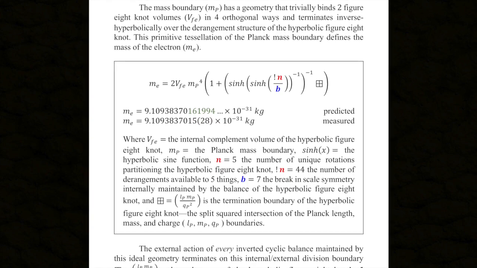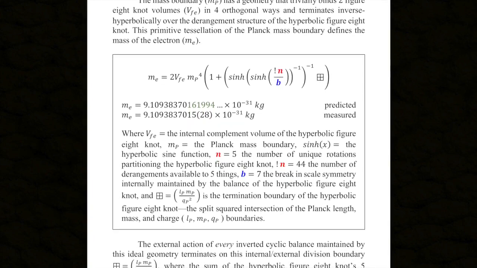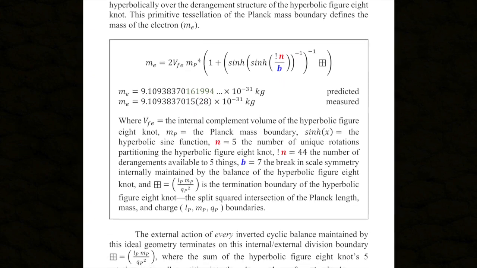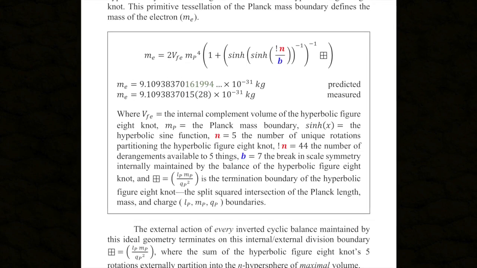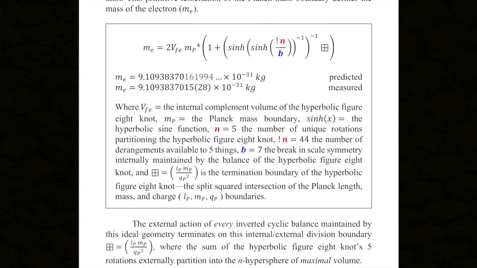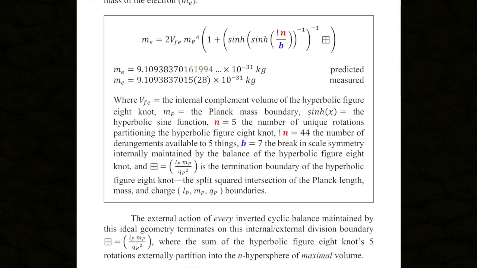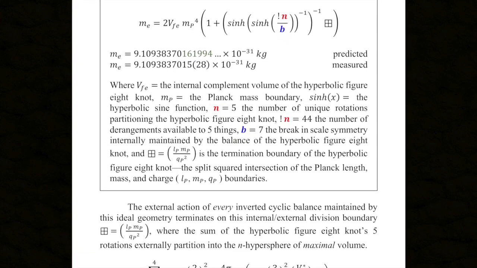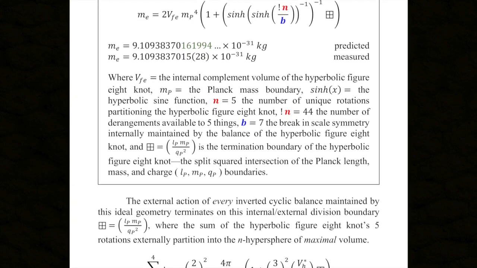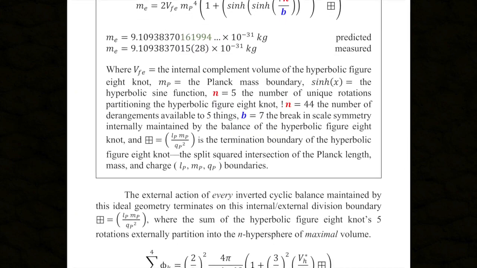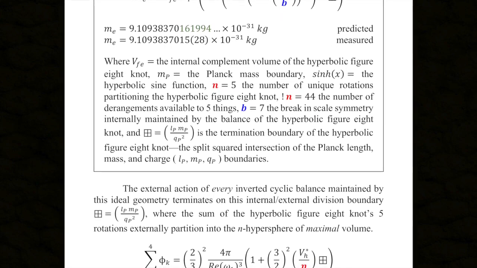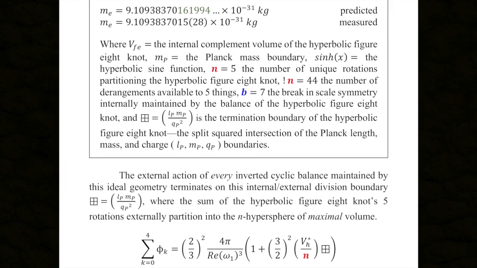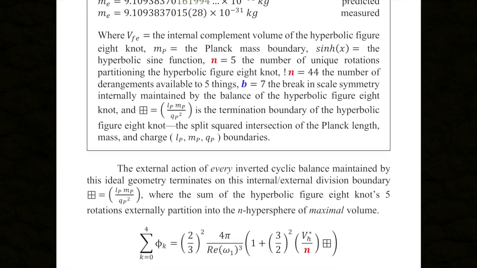This is the first place where we're really pointing out the terminal boundary, which is this box symbol on the far right. This terminal boundary, or termination boundary, is defined as the Planck length times the Planck mass divided by the Planck charge squared. Or you could think of it as the Planck length divided by the Planck charge, so Planck length compared to Planck charge multiplied by the Planck mass compared to Planck charge, and then both of those multiplied together. It's the split squared intersection of the Planck length, mass, and Planck charge boundaries. Every balance is terminated on this specific termination boundary, on this division line between the internal and external domains.